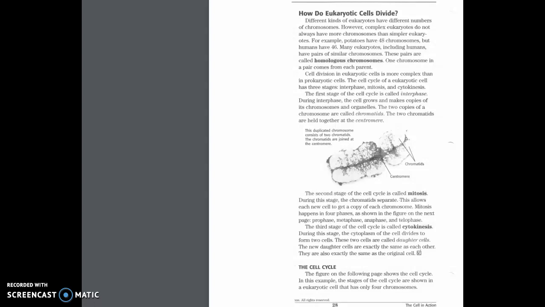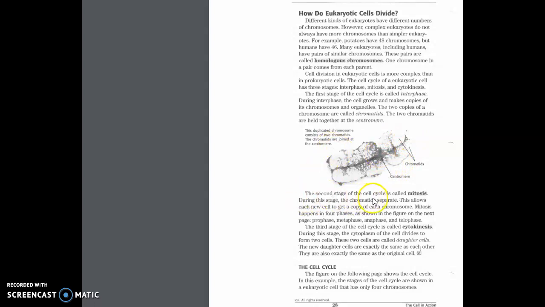The first stage of the cell cycle is called interphase. During interphase, the cell grows and makes copies of its chromosomes and organelles. The 2 copies of a chromosome are called chromatids. The 2 chromatids are held together at the centromere. You can look at the diagram, chromatids and the centromere.